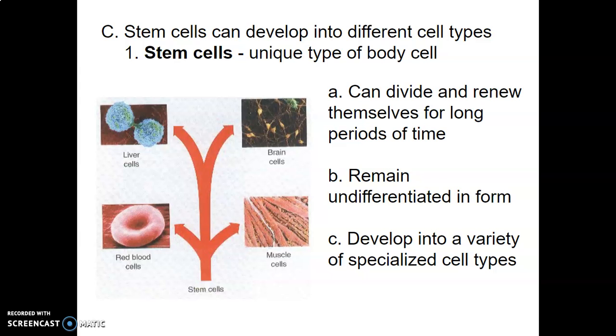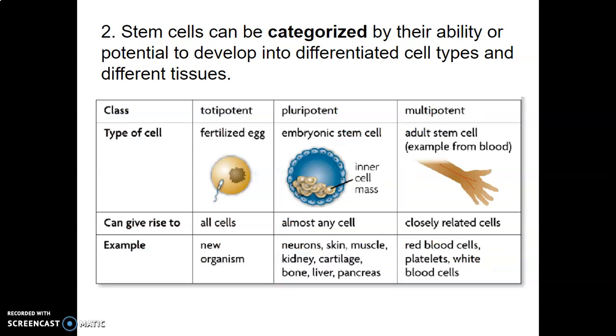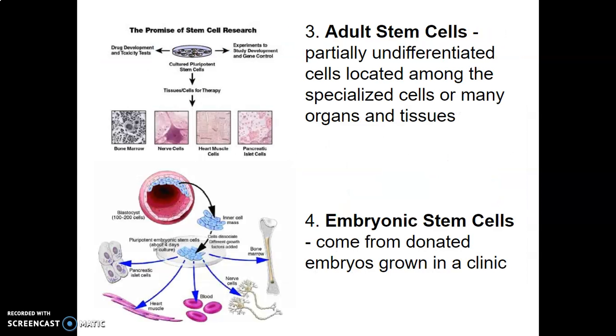So these stem cells, you might have heard of stem cells before in stem cell research. It's kind of a fairly controversial topic, and we're going to look at why. I think y'all are old enough to kind of look at the sides of this debate. So let's learn a little more about stem cells. They can be categorized by their ability or potential to develop into differentiated cell types in different tissues. We're not going to spend a lot of time with this. The main things I wanted you to talk about is there's two main types of stem cells.